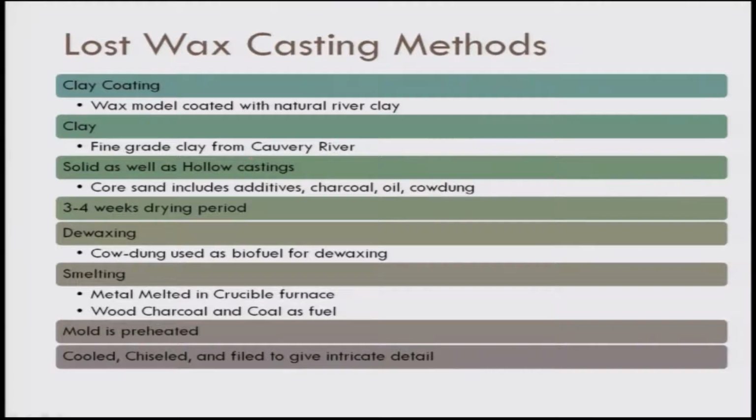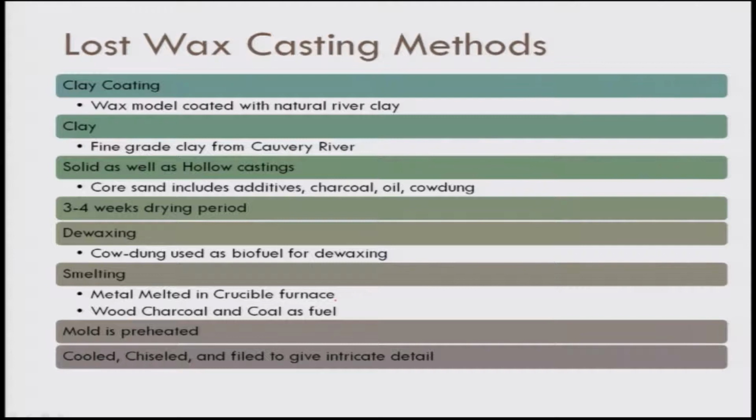And coarse sand includes additives, charcoal, oil and cow dung, some of the things you can mix. It takes again 3 to 4 weeks for the drying period, so that everything is ensured to be fine. And then de-waxing is done. For that, cow dung is used as a fuel, and once de-waxing is done, you will have to melt the metal in a crucible furnace using wood, charcoal or sometimes coal as a fuel. Nowadays of course, people are using gaseous fuel and other things.